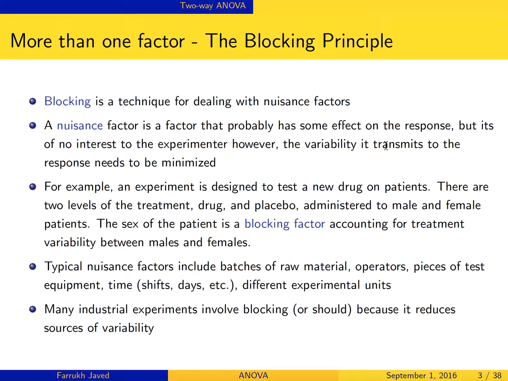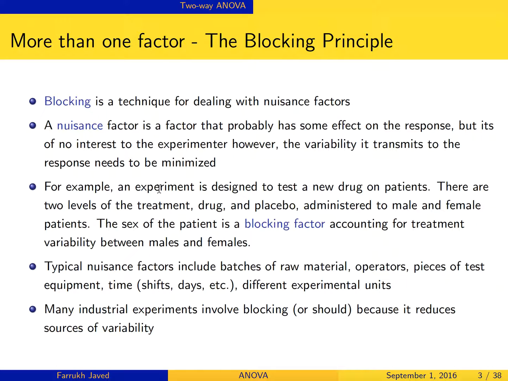Read it here: the variability transmitted to the response needs to be minimized. We don't want the variable in which we are not interested to influence our results, and that's why we need to block it. So one idea is that if you have more than one factor, and you want to evaluate one factor at a time, not all of them, then you block the others. This is the simple idea.